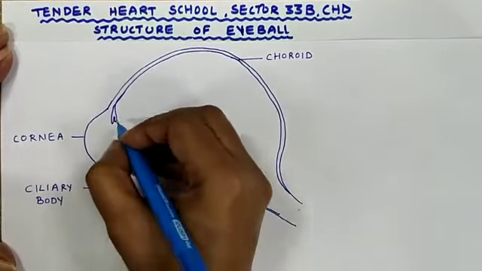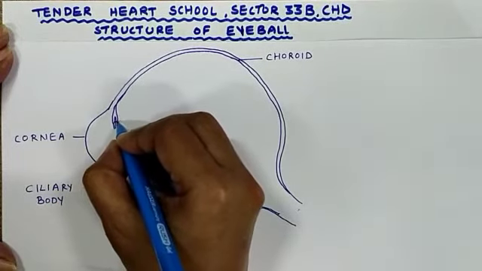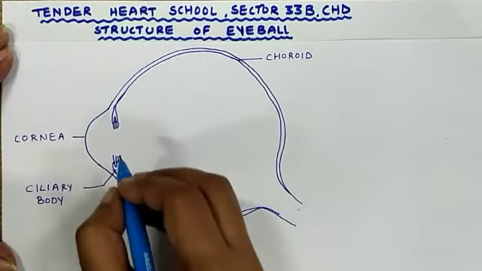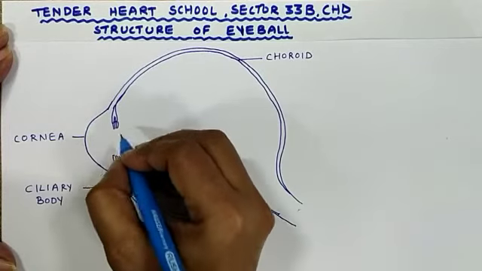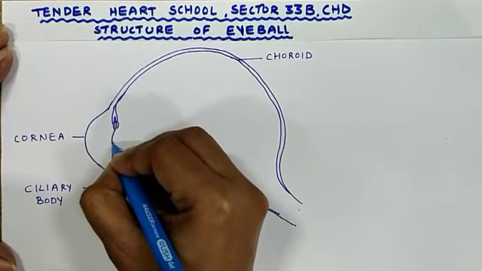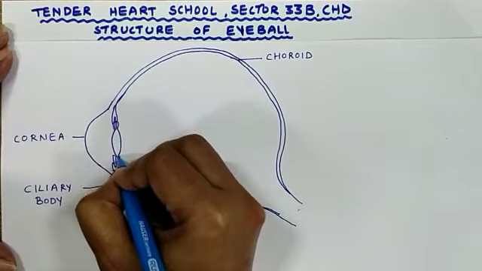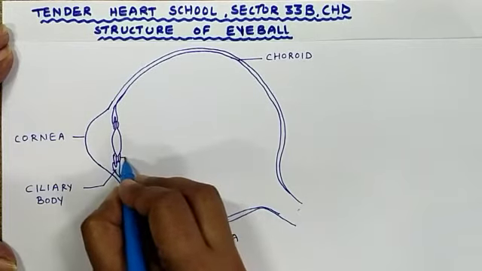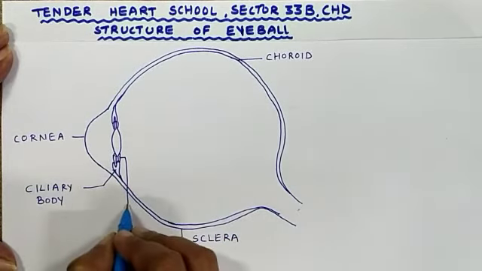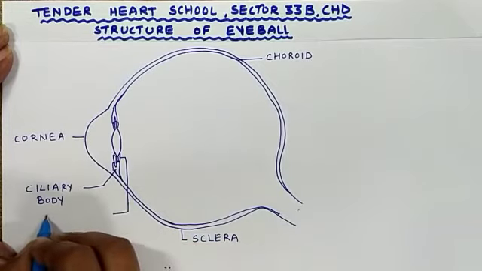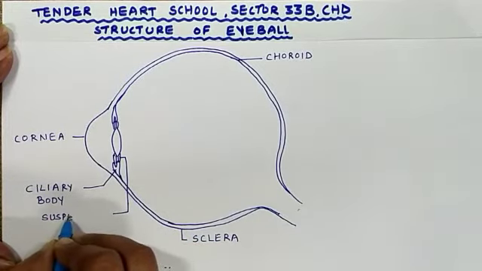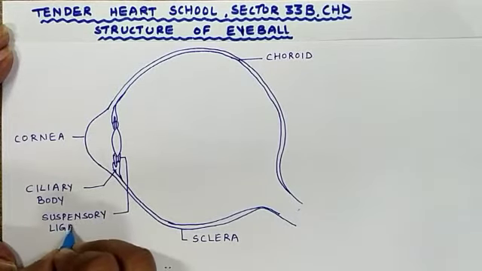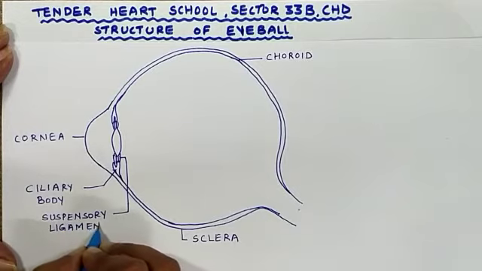The ciliary body is further attached to suspensory ligaments. These are thread-like structures. Their function is to hold the lens. Here we have the eye lens, and the suspensory ligaments are holding the eye lens. So we can label them. This is our suspensory ligaments, whose function is to hold the eye lens.